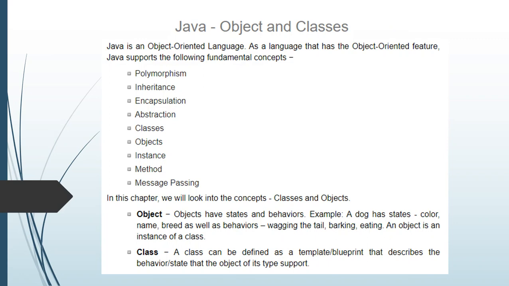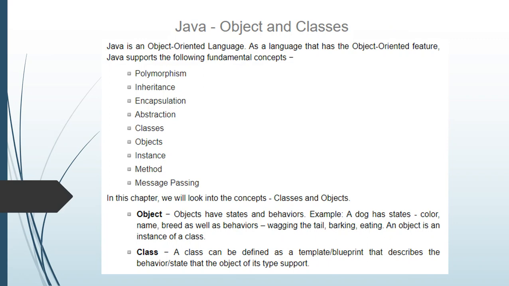As a language that has the object-oriented feature, Java supports the following fundamental concepts: polymorphism, inheritance, encapsulation, abstraction, classes, objects, instance, method, and message passing. In this chapter, we will look into the concepts classes and objects.